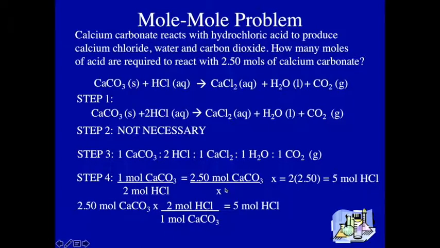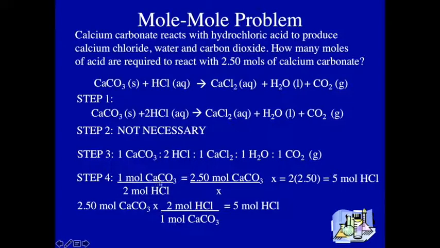I can set this up another way. It's the way we've been setting up things all throughout the year. I have 2.50 moles of calcium carbonate. For every 1 mole of calcium carbonate, I need 2 moles of hydrochloric acid, according to the equation. Therefore, if I put 1 mole of calcium carbonate on the bottom, I cancel those units out. I'm left with 2.5 moles times 2 of hydrochloric acid, and I get the same answer.